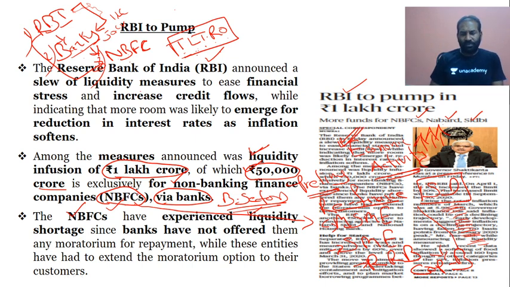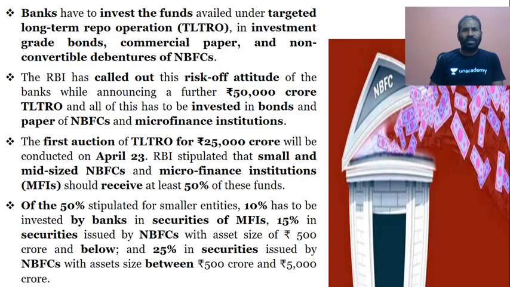So this is the focus in regard to the measures taken by the RBI: pumping money into the NBFCs, that is 50,000 crores of rupees. As the NBFCs are experiencing liquidity shortage, the banks have observed that they will make sure they pump money into the NBFCs. And what are the ways the banks will invest, or pump money into the NBFCs? They will invest the funds. Please do understand this concept. This is very important from the prelims point of view.